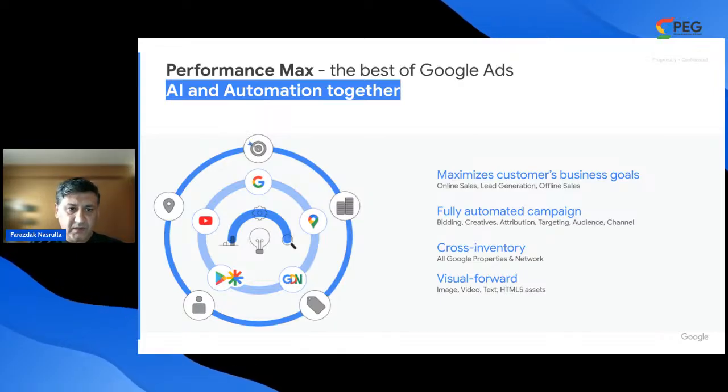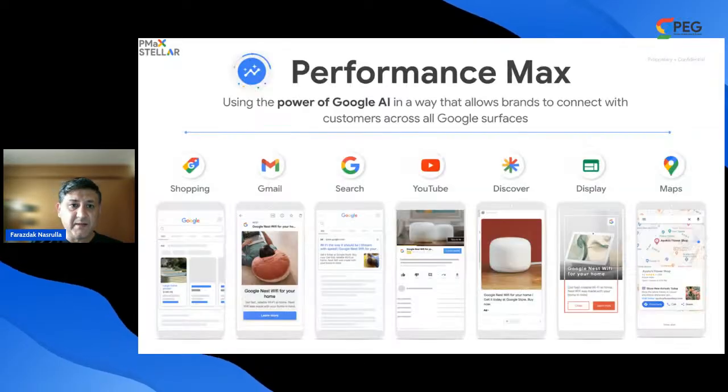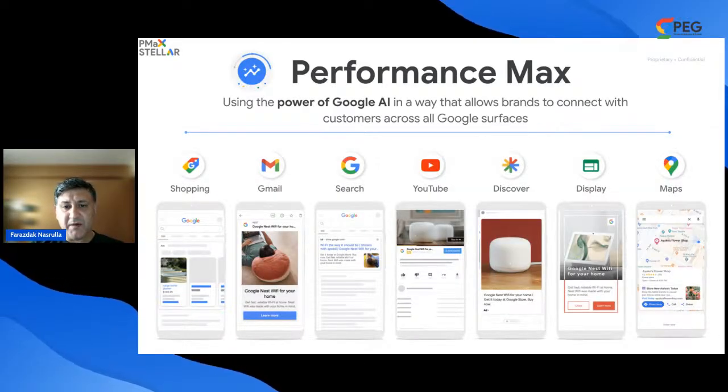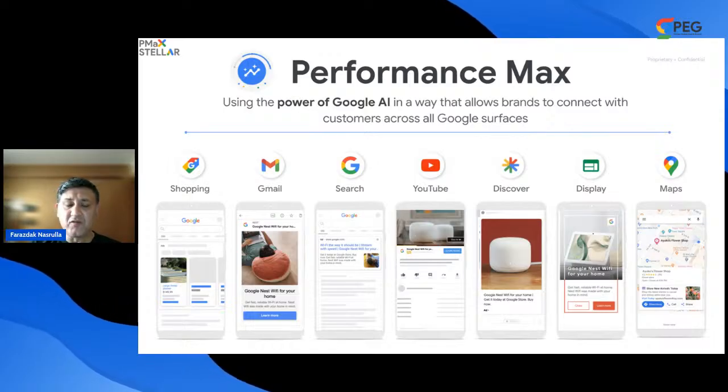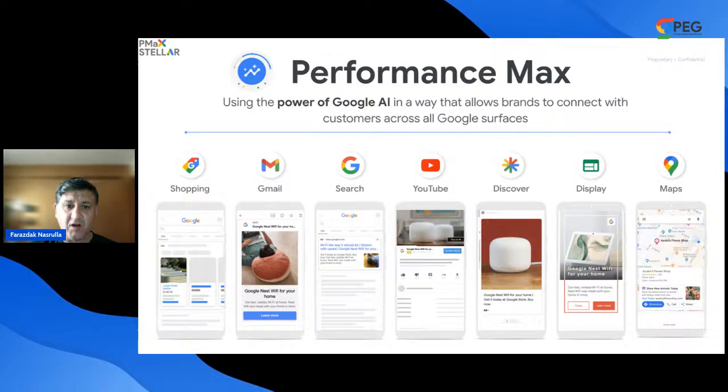Now, as you can see, I'm sorry, I don't know why my slides are jumping. Sorry about that. Now, as you can see here, Performance Max is a campaign type within Google Ads that's built on the power of Google's AI. Its core function is to help brands like yours connect with potential customers wherever they may be engaging with Google across all its various platforms and touchpoints.